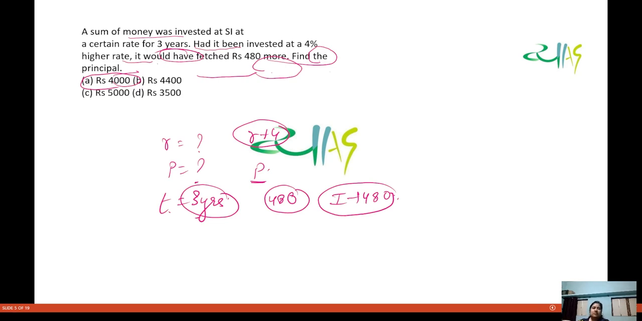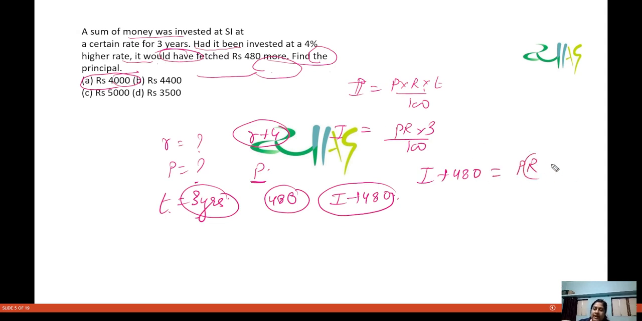So when we do this on the basis of the formula, interest is equal to P into R into T divided by 100. So with time equal to 3, we have I as interest, and then we have I plus 480 equal to P into (R plus 4) into 3 divided by 100.